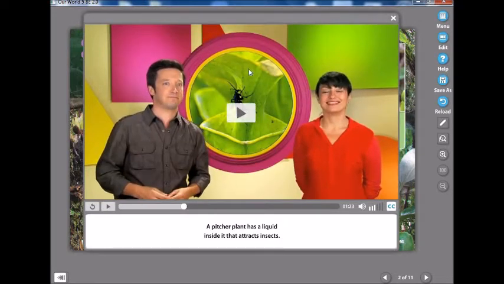Oh my god, this plant is a pitcher plant, the name of it, and liquid means something like water, okay? Something like water inside it, and it attracts insects. Attract means to get the attention, okay? Oh my god, this is very strange.